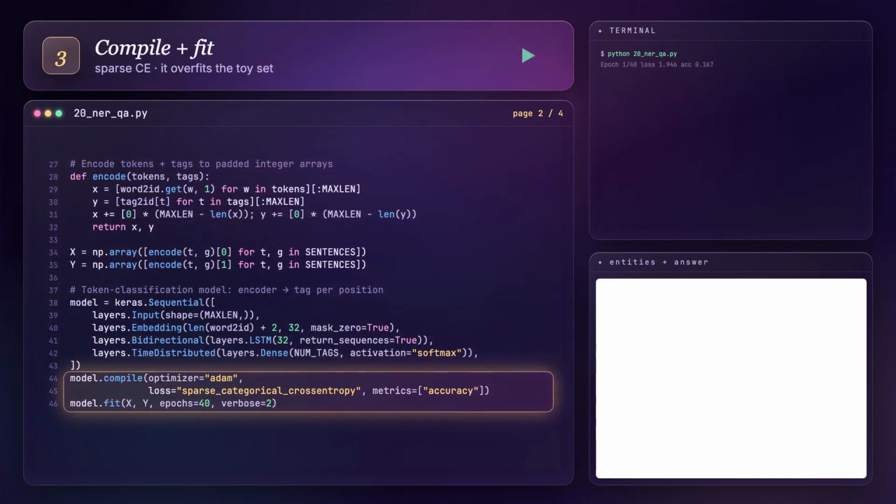We compile with sparse categorical cross-entropy because our labels are integer tag IDs, and we fit for a few epochs on the toy set. Watch the loss drop. With this little data, it'll overfit happily, which is fine. The point is the shape, not the accuracy.